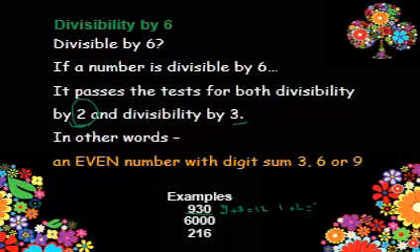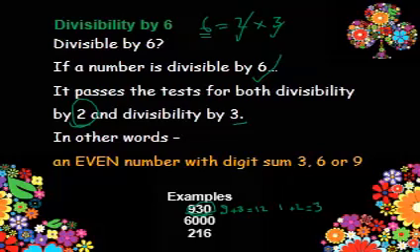And 3 means this number is divisible by 3 and 2 at the same time, so it's definitely divisible by 6. Actually 6, you can write it as 2 times 3. So if the number is divisible by 2 and by 3 at the same time, then definitely it's divisible by 6. Also the second number, which is 6,000.